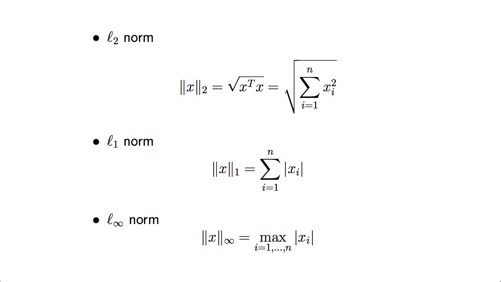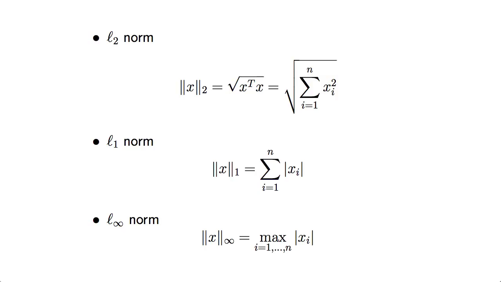Now there are a few common examples of norms that you'll see very often. The first of these is the L2 norm, which is written as x in these double lines here, subscript 2. This is equal to the square root of the inner product of x with itself. And remember, the inner product of x with itself would just be the sum from i equals 1 to n of all the entries of x squared.